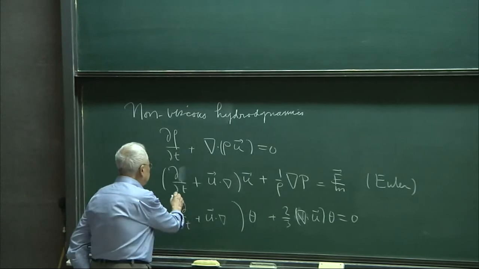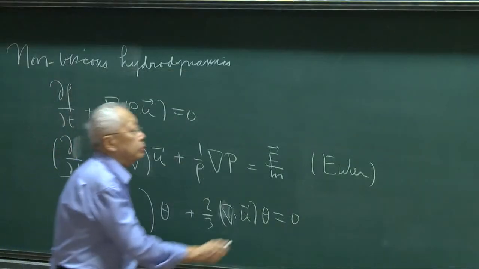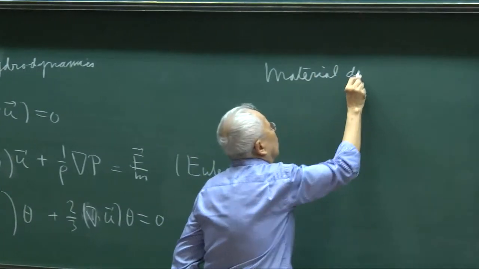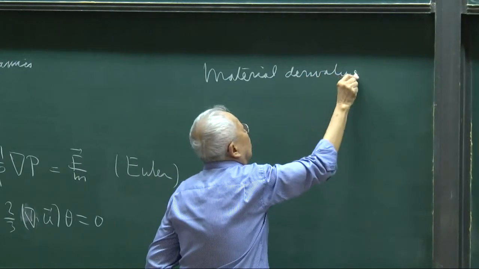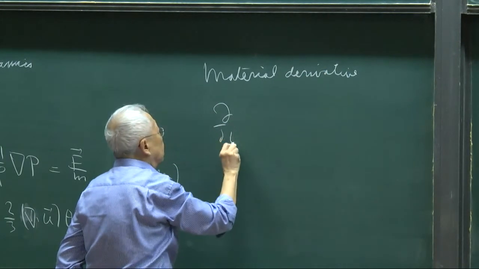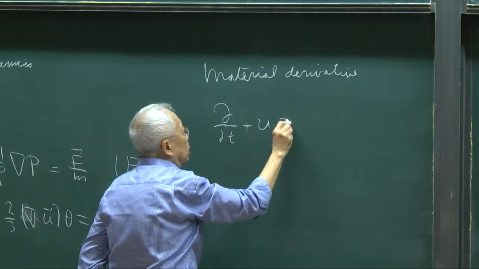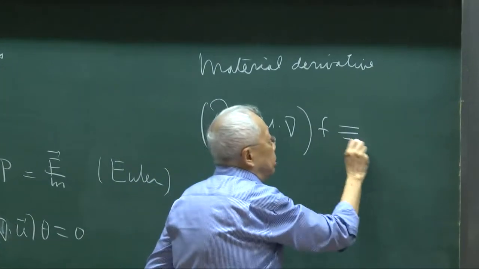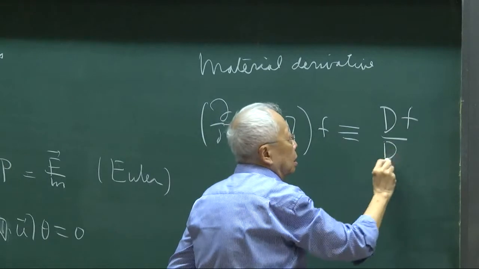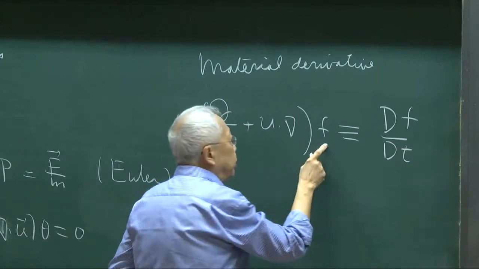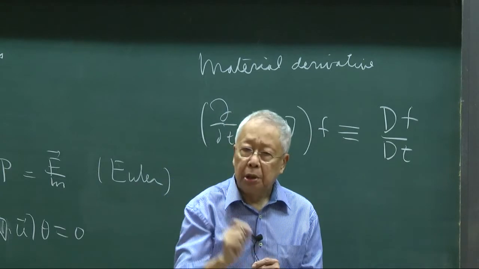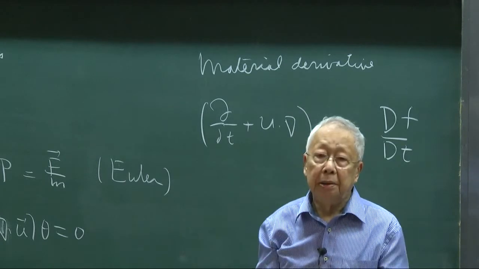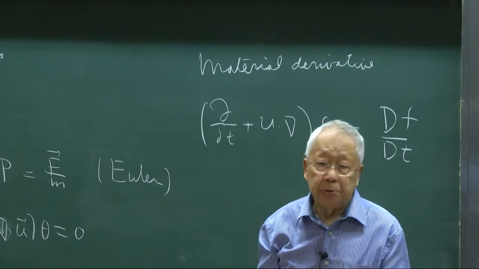Now, this quantity appears very often. This is called the material derivative. d/dt plus u gradient of something. And sometimes we just write this as df/dt. This is the rate of change of this quantity f if you follow the motion along the average velocity. That is, if you move right along with the fluid on a streamline, that describes the time rate of change.